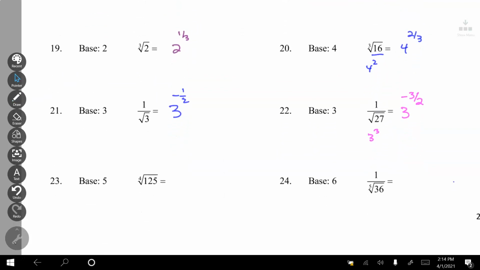And these last couple, well, I know 5 to the 3rd gives me 125, so it's 5 to the 3rd, and I see a root over 4, so it's 5 to the 3/4. And this last one, I see a base 6 I want to use. I know 6 squared is my 36, so I need a 2 somewhere. I see it's a 1 over, so it's got to be negative. I see a root. So it's 6 to the negative 2/5 is how I could rewrite that problem.